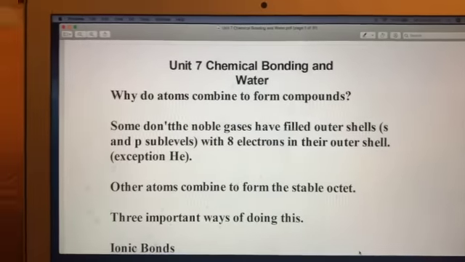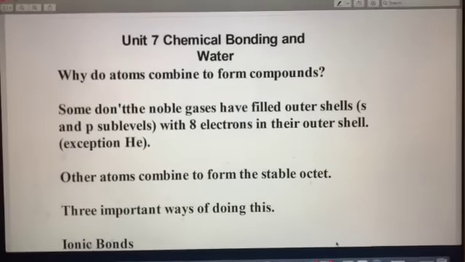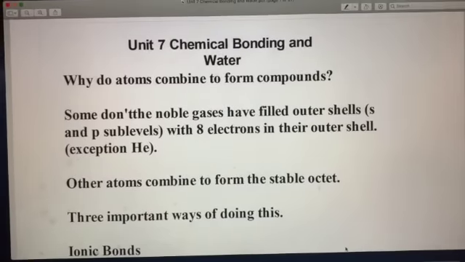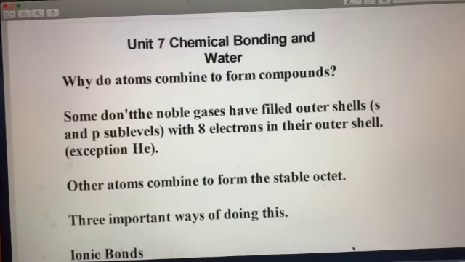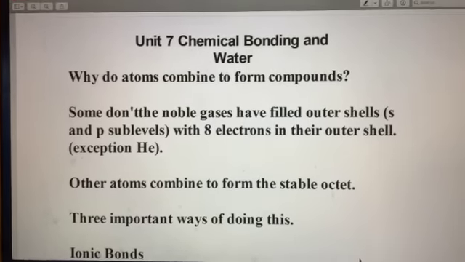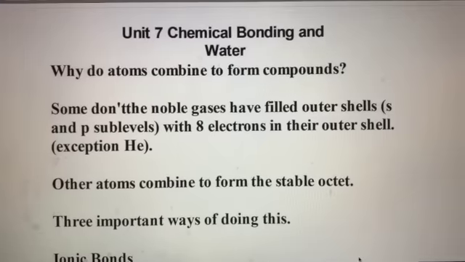Hi everybody and welcome to Unit 7. In Unit 7 we are going to focus on chemical bonding and then talk about the importance of water. All right, so let's just start out talking about why do atoms combine to form compounds?